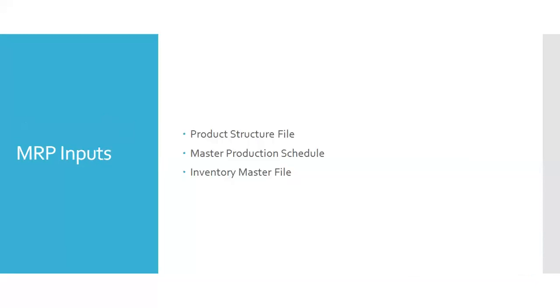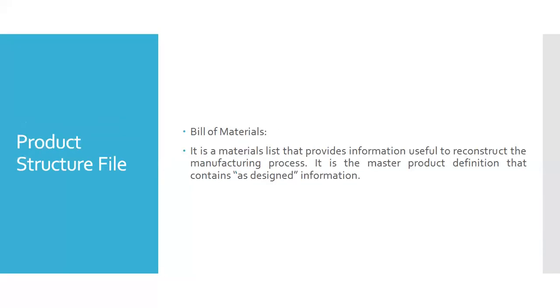Now MRP input. There we have the input points: the product structure file, and in the product structure file all the details of the products are there, the master production schedule, and the inventory master file. Now, the product structure file. In the product structure file, you have the bill of material. So what is the bill of material? It is a material list that provides information useful to construct the manufacturing process. It is a master product definition that contains design information.